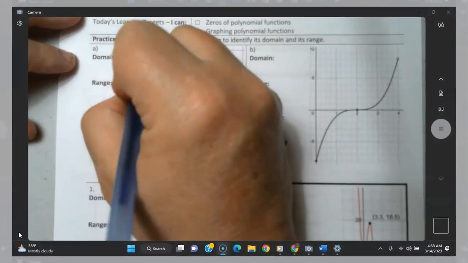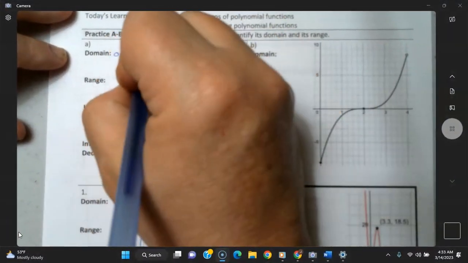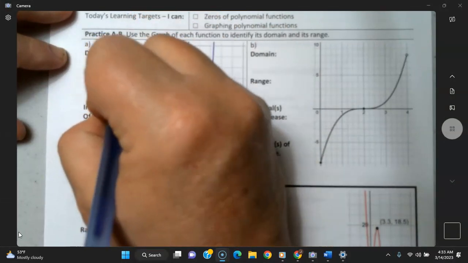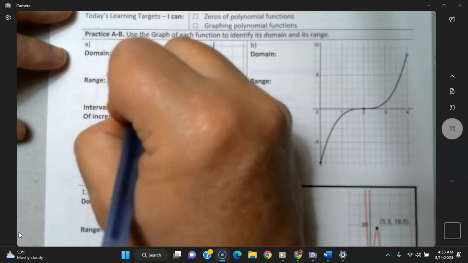All right, keep going. Okay, so remember that domain, when you order them, put them together in pairs, is only x values. And range is only y values.